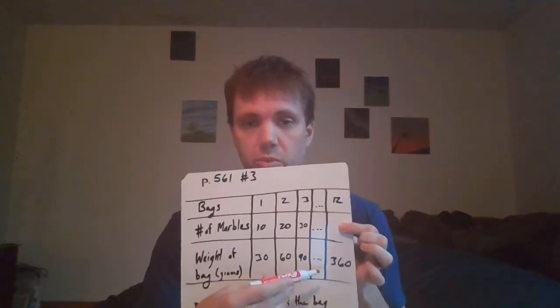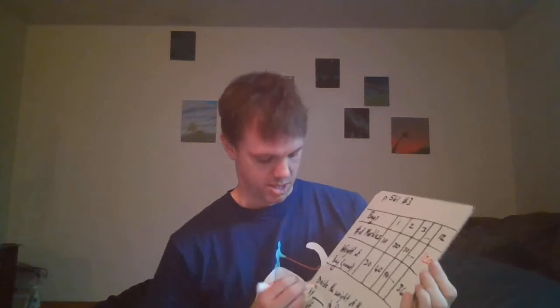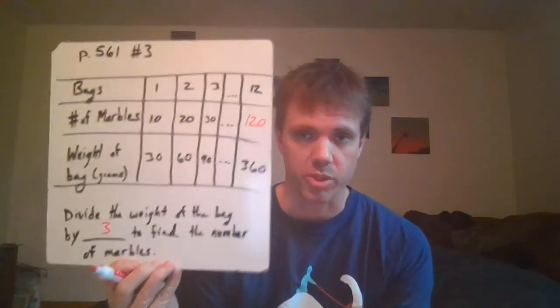So we've got 360 divided by 3 is going to equal what? Well, 3 goes into 3 one time, 3 goes into 6 twice, 3 goes into 0 zero times, so that's 120. And this is by 3. So that's what your number 3 should look like.